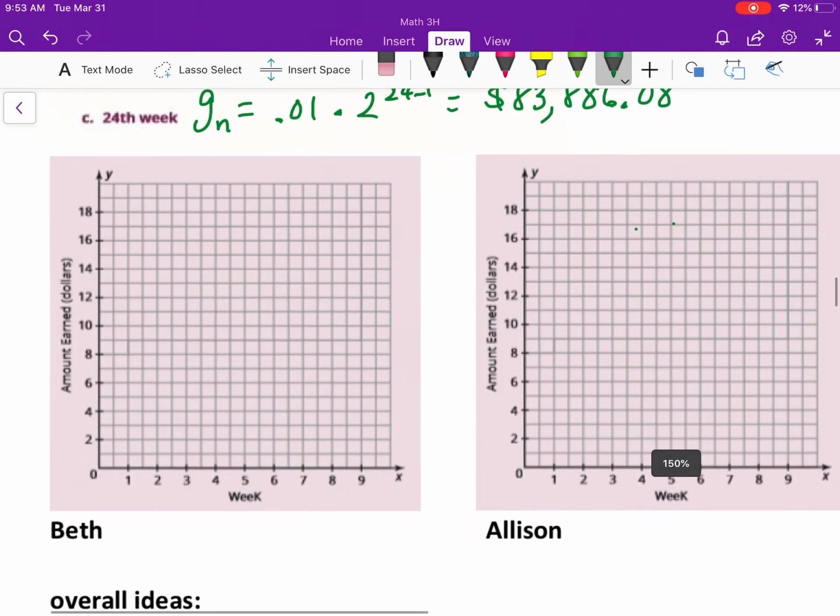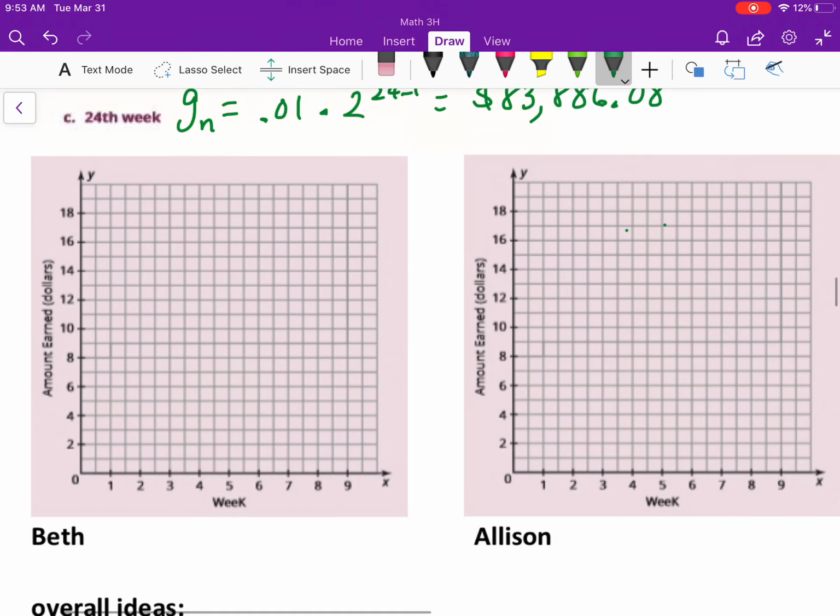Now here what I did is I wanted to just show you what these graphs would look like. I thought that that would be something that you might get a little bit out of. I don't know if that makes sense.